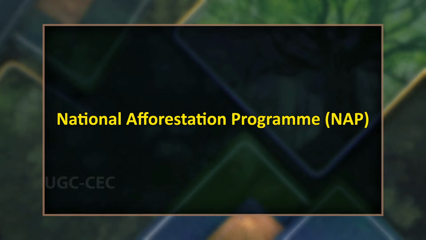National Afforestation Program, NAP. The National Afforestation Program, NAP, was formulated in 2002 by merging centrally sponsored afforestation schemes under the Ministry of Environment and Forests. The main objective of the NAP scheme is the ecological restoration of degraded forests and to improve the forest resources with people's participation, focusing on improving the livelihoods of the forest fringe communities.